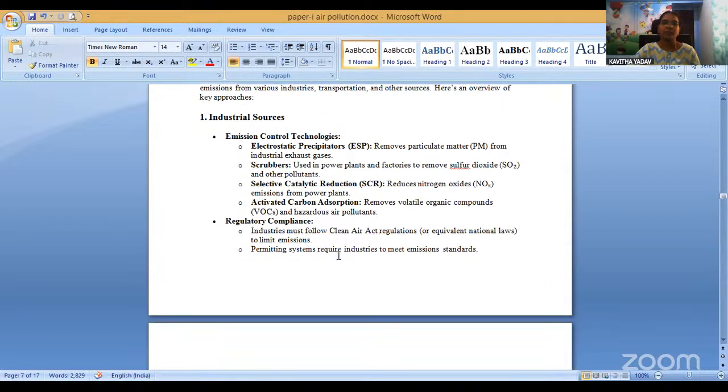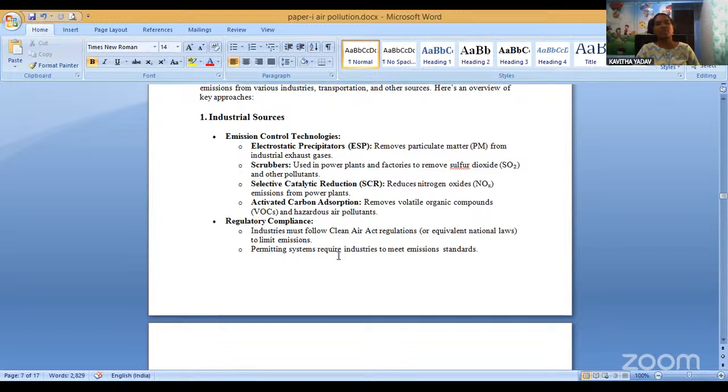Coming to the next one, industrial sources, emission control technologies. Electrostatic precipitators remove particulate matter from industrial exhaust gases. We deeply discussed this topic with a clear diagram in yesterday's class. That is nothing but electrostatic precipitators, ESP, which remove particulate matter from industrial exhausts.